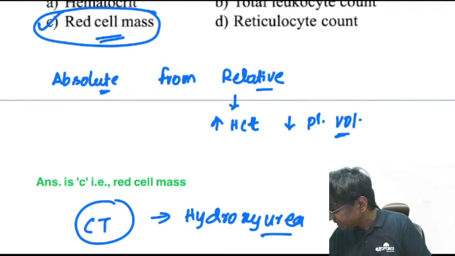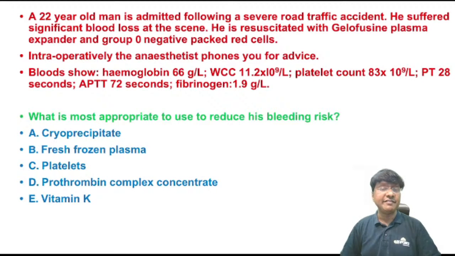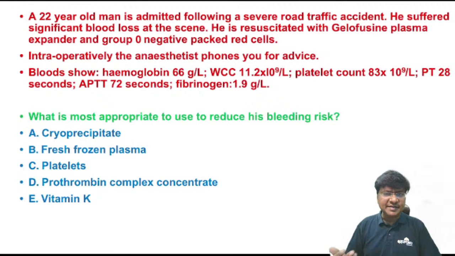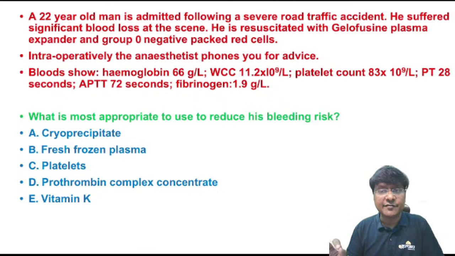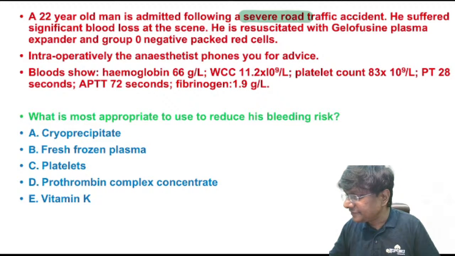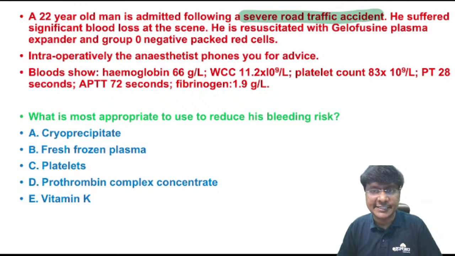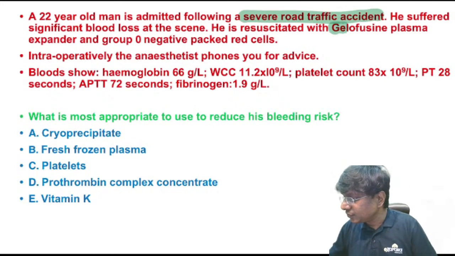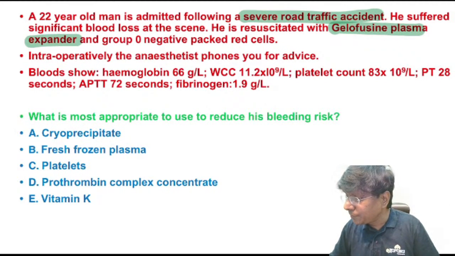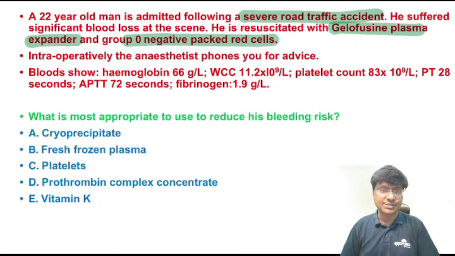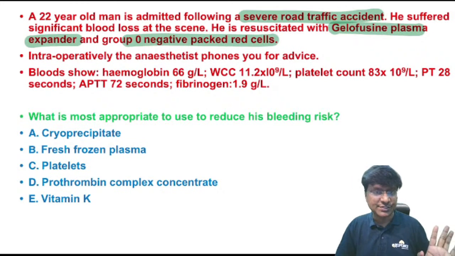Now you take another important clinical scenario. This is definitely a very important hematological emergency, and let me see how many of you can answer this. A 22-year-old man is admitted following a severe road traffic accident. He suffered significant blood loss at the scene. He is resuscitated with gelofusine plasma expander and group O negative packed red cells. Intraoperatively, the anesthetist phones you for advice.